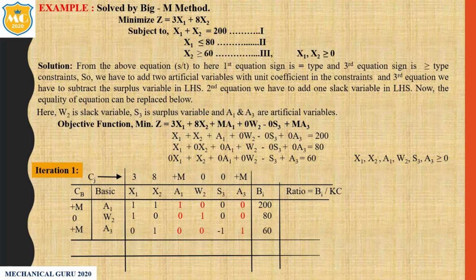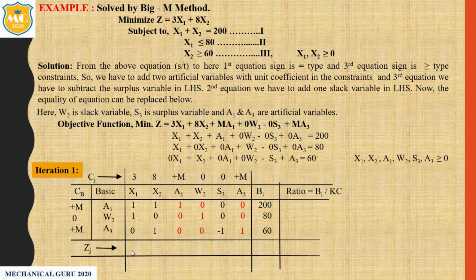Similarly in the third equation. Now next we have to find this value, that is Zj. Zj is the objective function value. How to find it is very simple. It's calculated for every column of decision variables and slack variables. It is the summation of the product of the coefficient of the basic variable and the respective coefficient of the column. Means this into this plus this into this plus this into this.